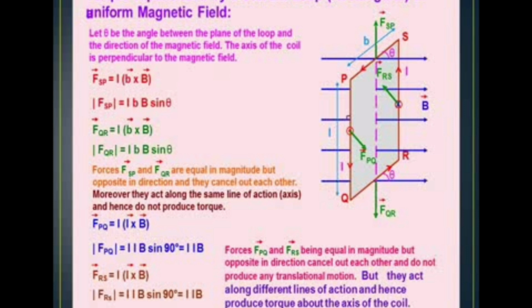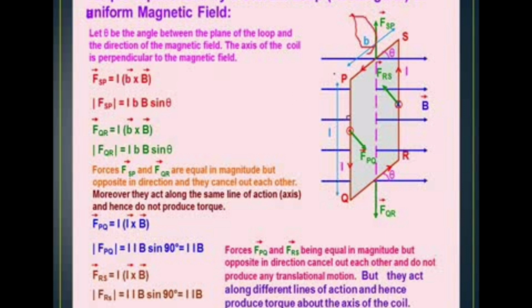So first we are going to take S and P, this side, the breadth of the conductor. On this side, F is equal to BIL sin theta. This is the force experienced by the conductor PS in this direction. Another one, QR, is the bottom. Again the same value, FQR equal to BIL sin theta.